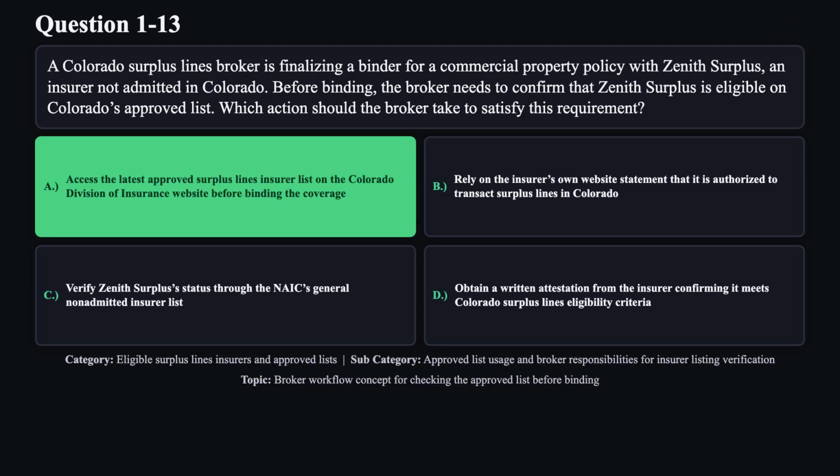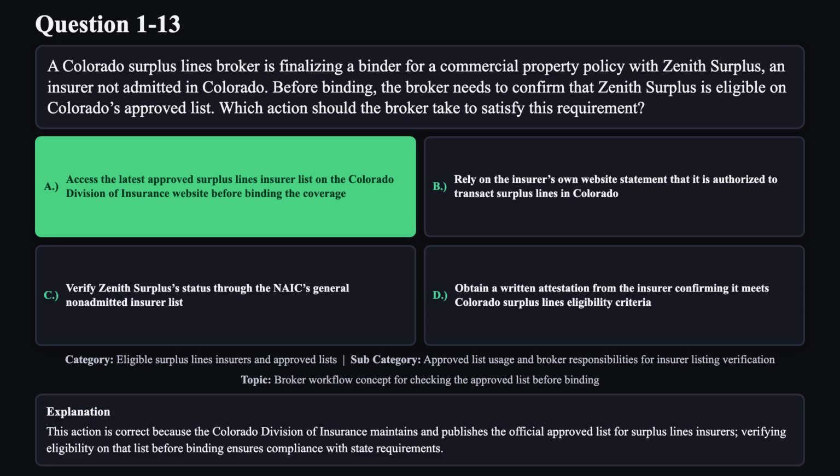The correct answer is A. This action is correct because the Colorado Division of Insurance maintains and publishes the official approved list for surplus lines insurers. Verifying eligibility on that list before binding ensures compliance with state requirements.